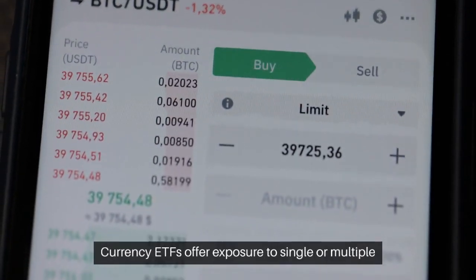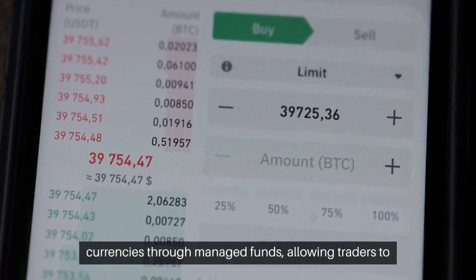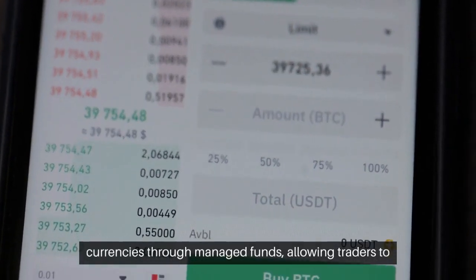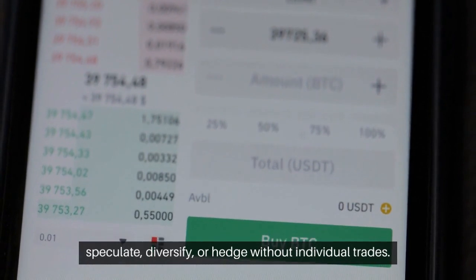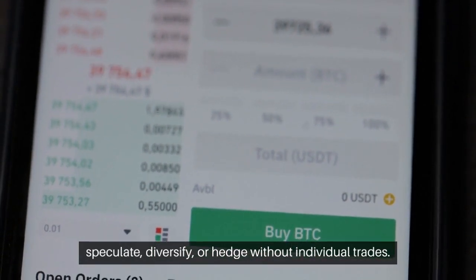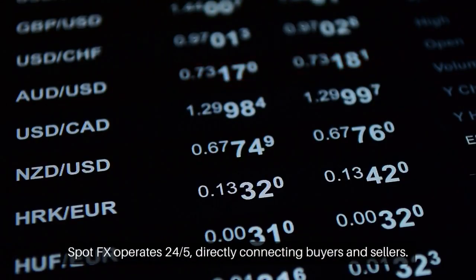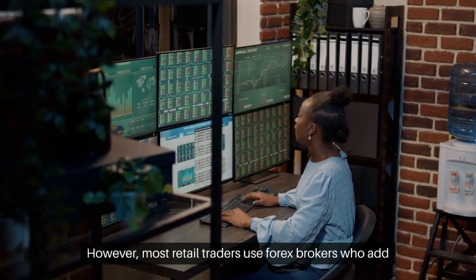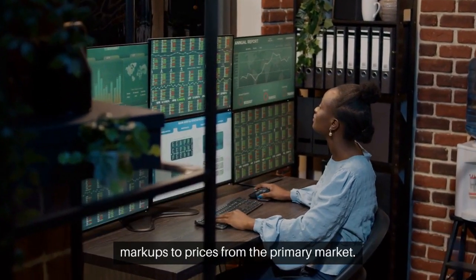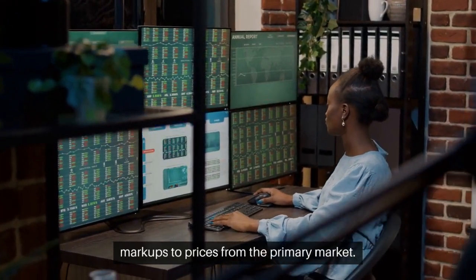Currency ETFs offer exposure to single or multiple currencies through managed funds, allowing traders to speculate, diversify, or hedge without individual trades. Spot FX operates 24/5, directly connecting buyers and sellers. However, most retail traders use Forex brokers who add markups to prices from the primary market.